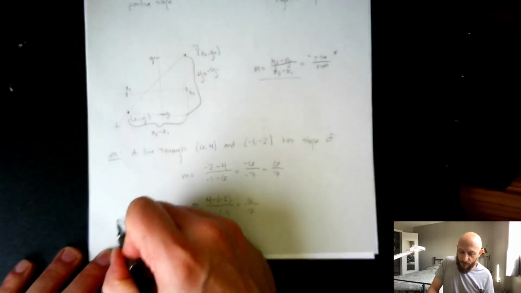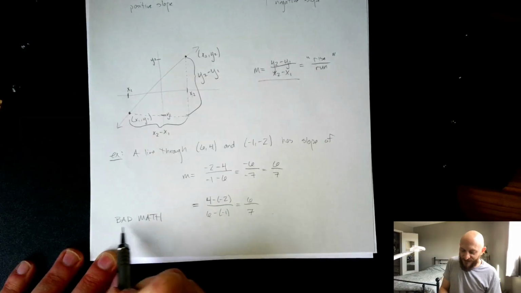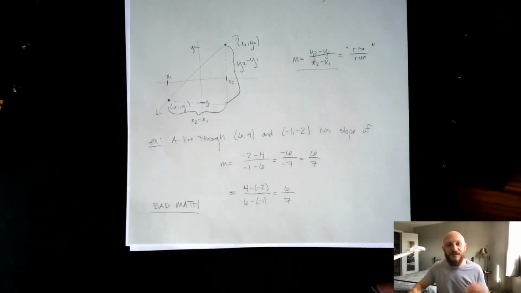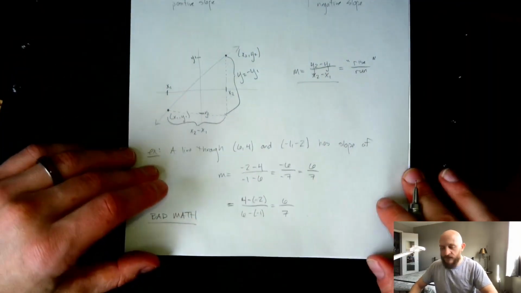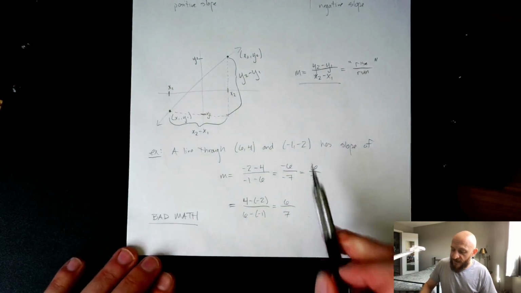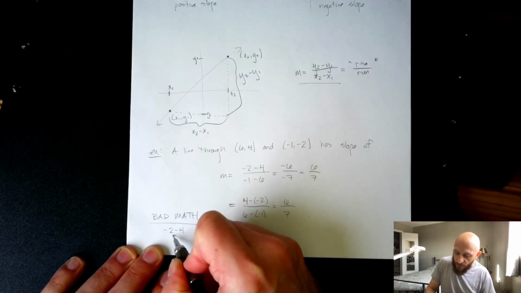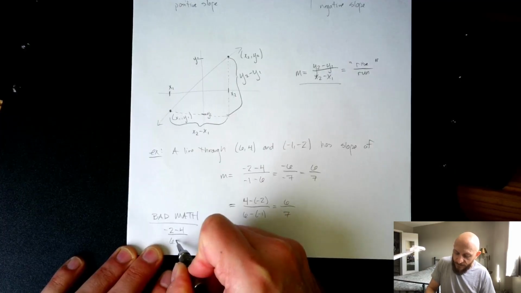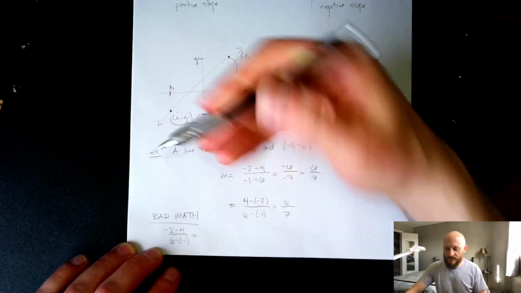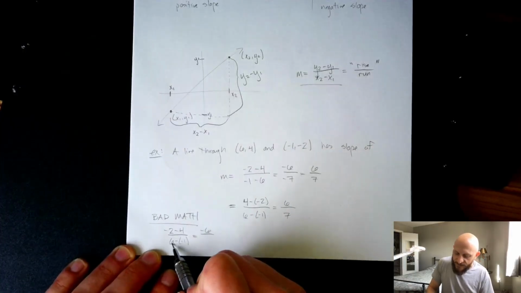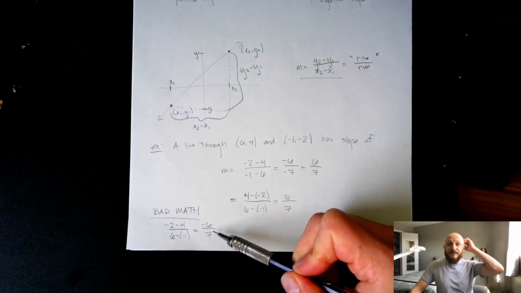But here is a problem, and I'm going to label this as bad math. If you're taking notes, just know that I'm about to show you the wrong thing to do. It's always helpful to see what the right thing is to do, and it makes it even clearer if you see what the wrong thing is. If I said the slope is -2 minus 4 over 6 minus -1, then -2 minus 4 is -6. 6 minus -1 is 6 plus 1 is 7. And this comes out as -6/7.